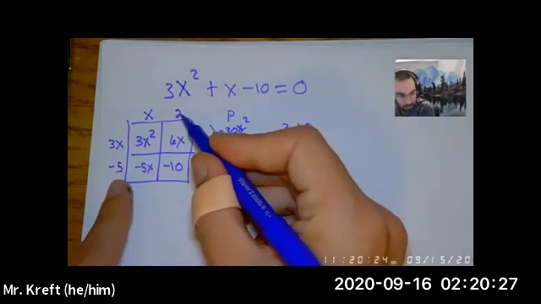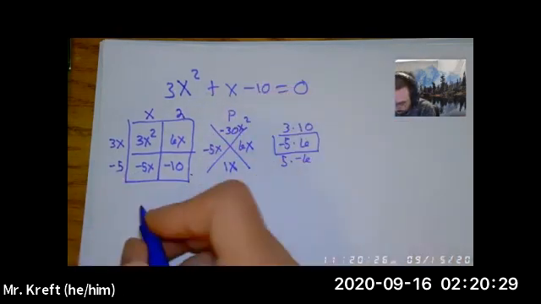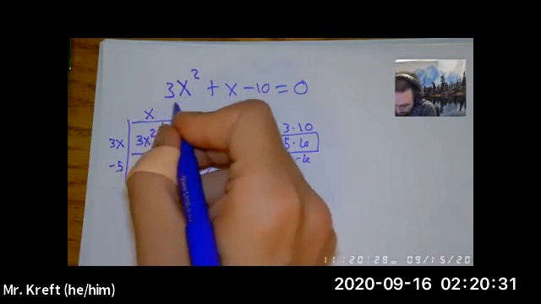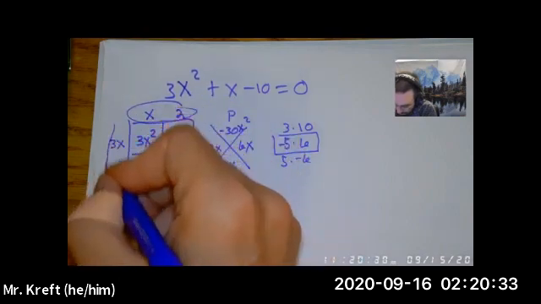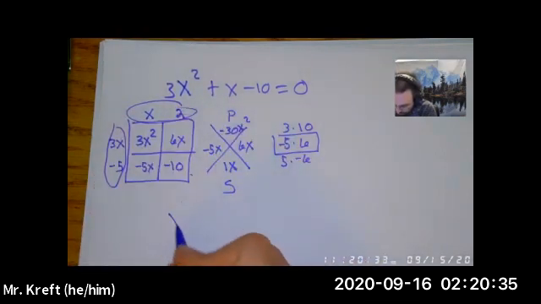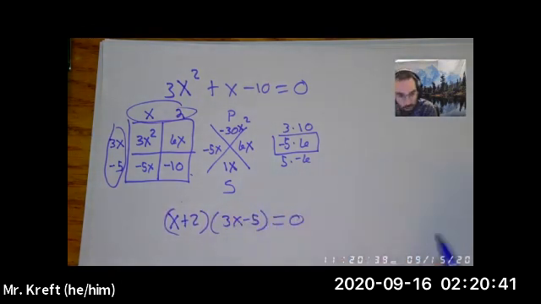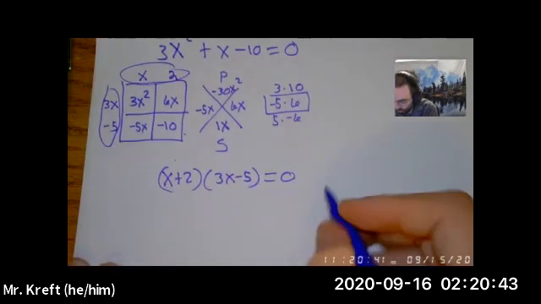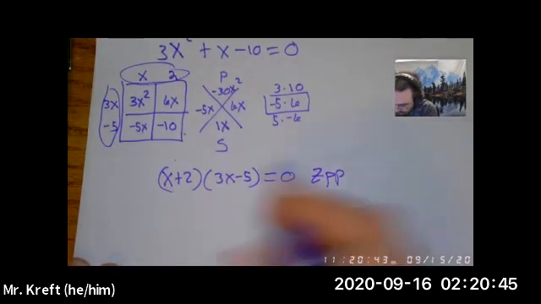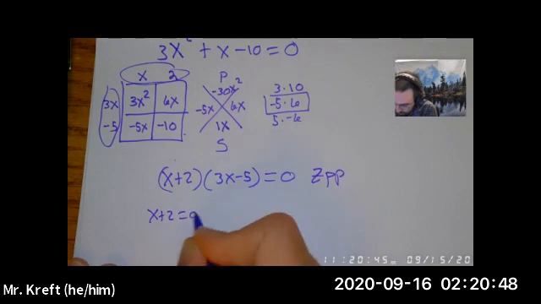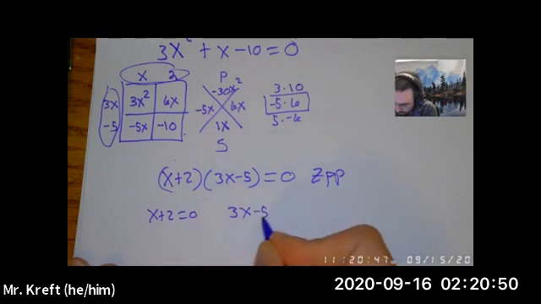And then let's double check. 2 times negative 5 is negative 10. So my factors are these guys on the outside. So this is x plus 2 times 3x minus 5 equals 0. And then we can go ahead and do the zero product property. I have x plus 2 equals 0 and 3x minus 5 equals 0.